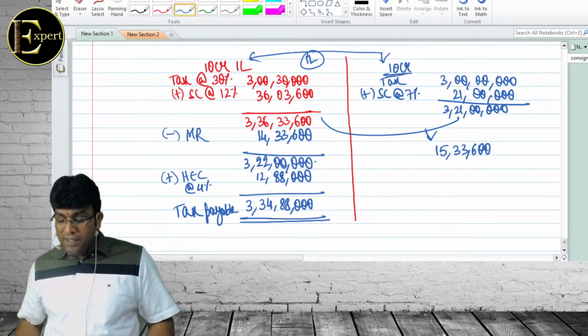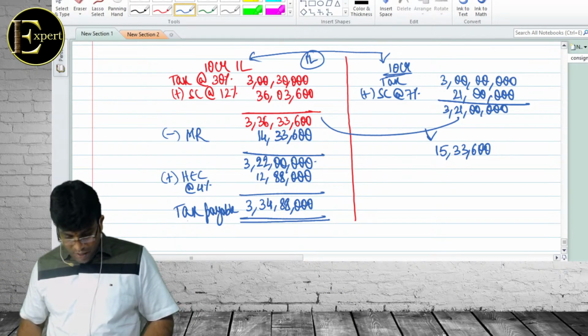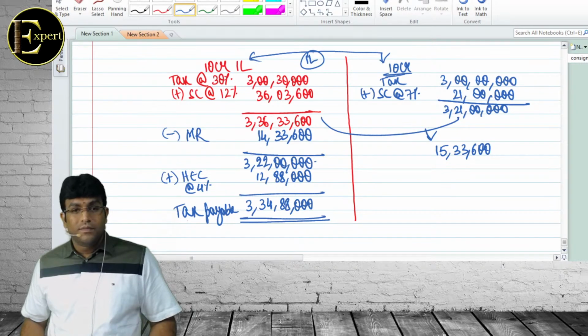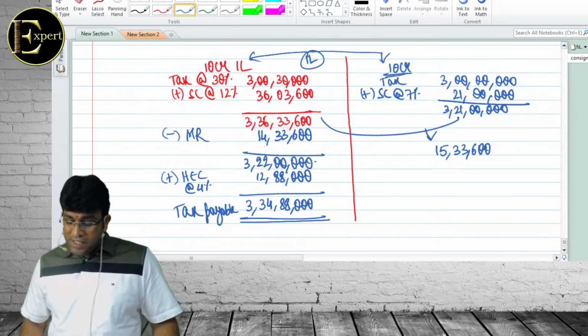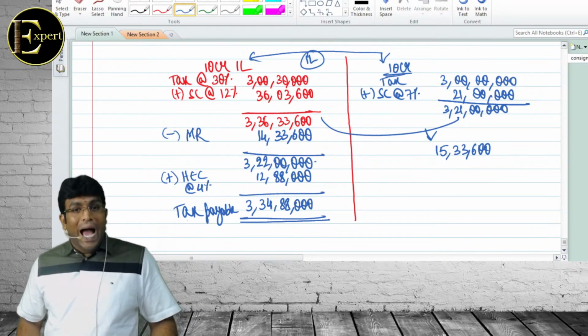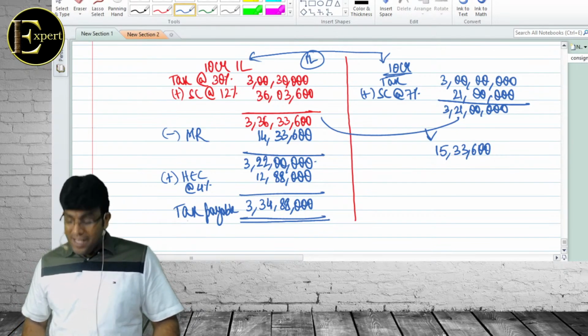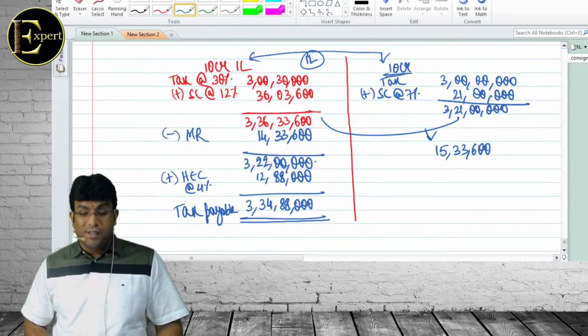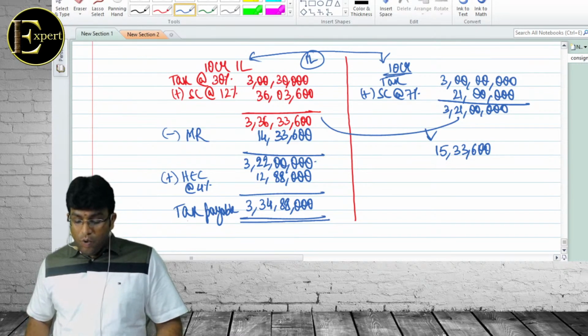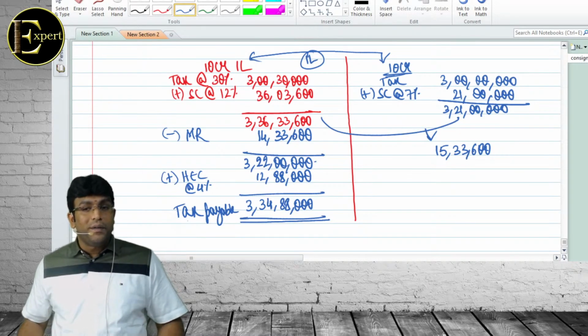How many sources are there for income tax law, guys? What are the 5 sources? Income Tax Act 1961, Income Tax Rules 1962, Annual Finance Act, Circulars and Notifications, Judicial Pronouncements. Judicial pronouncements means rulings of High Court and Supreme Court. Beta, barabar hai na?